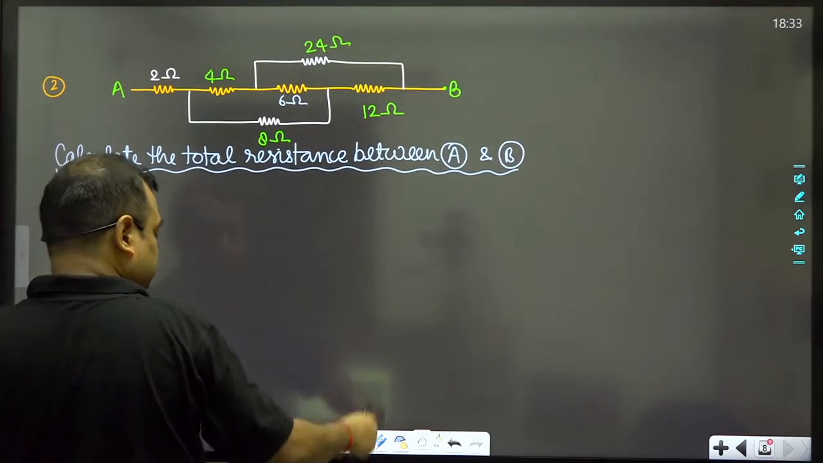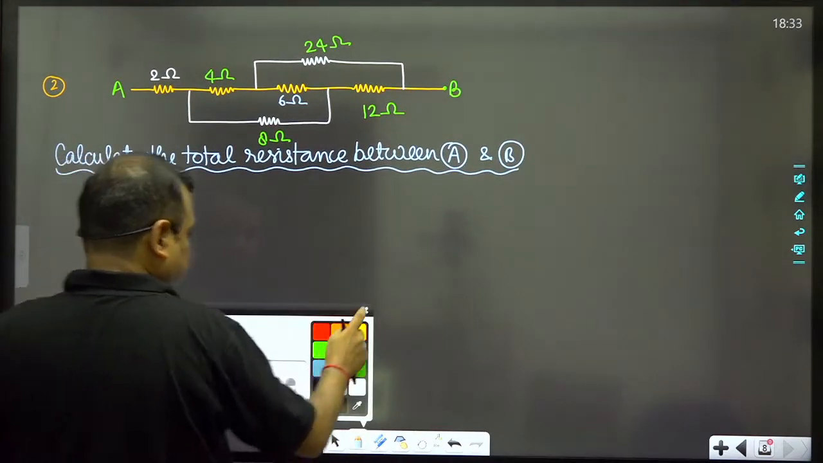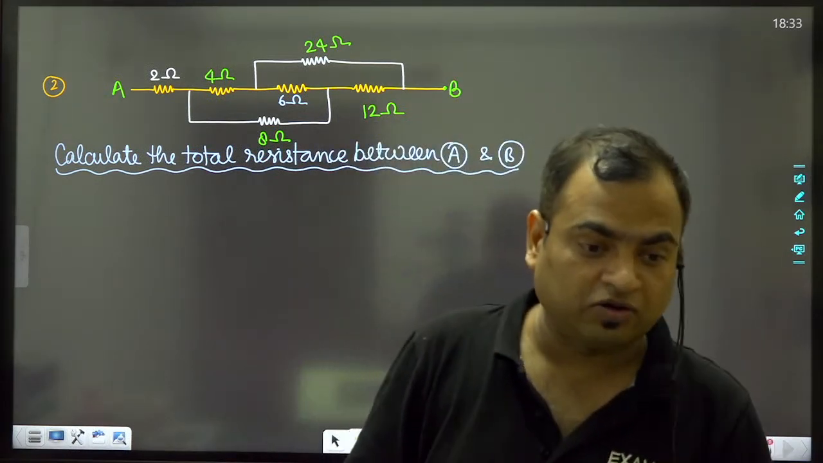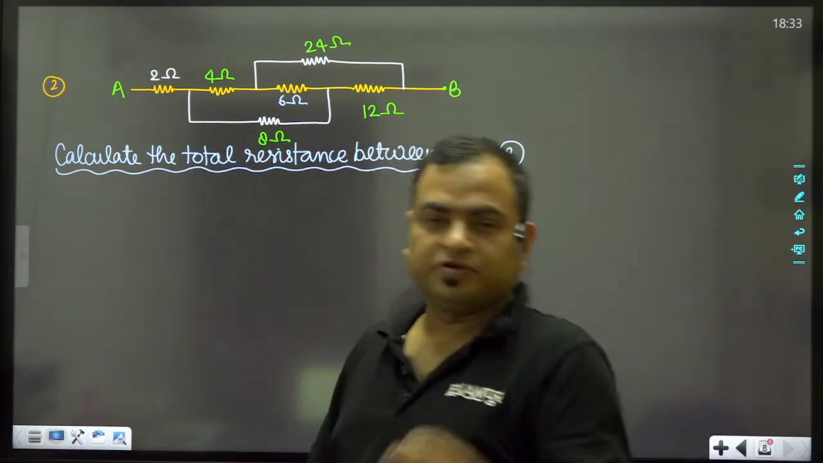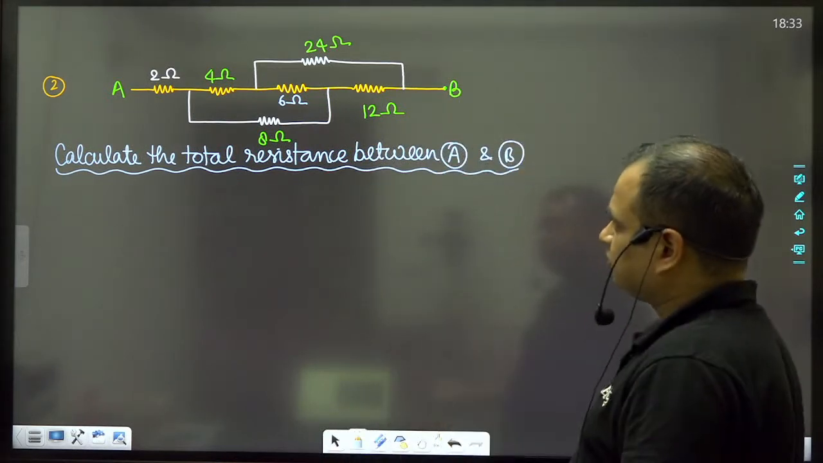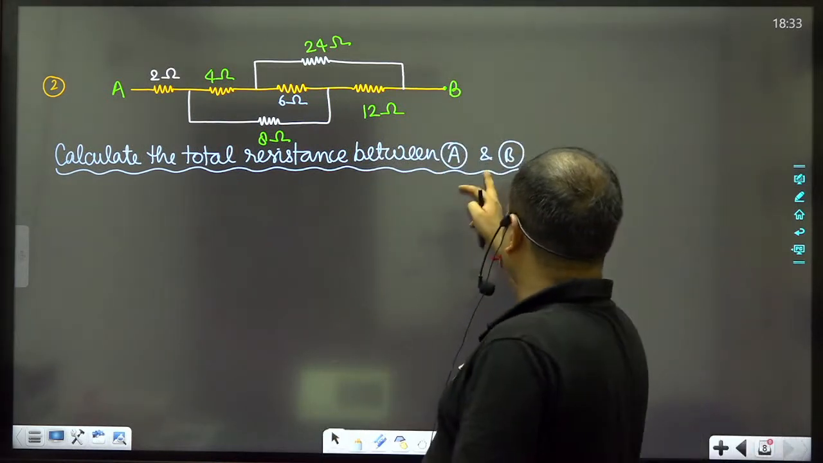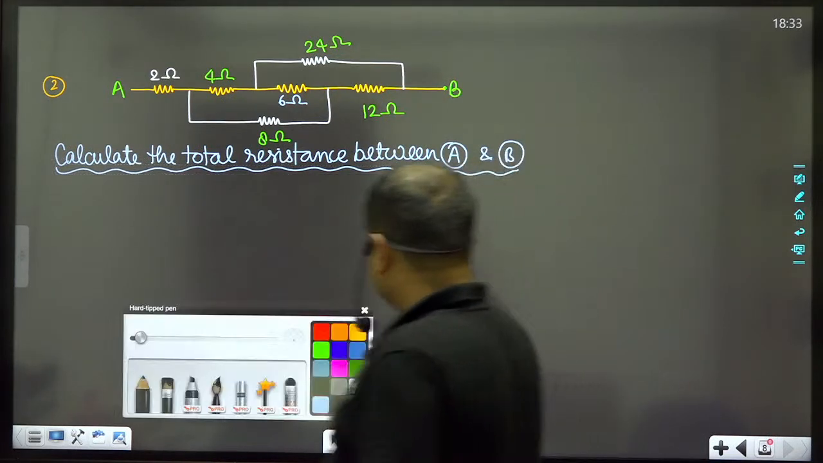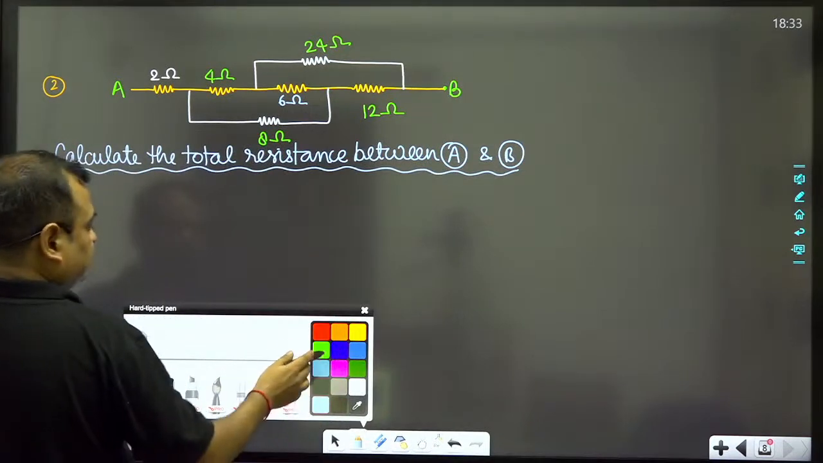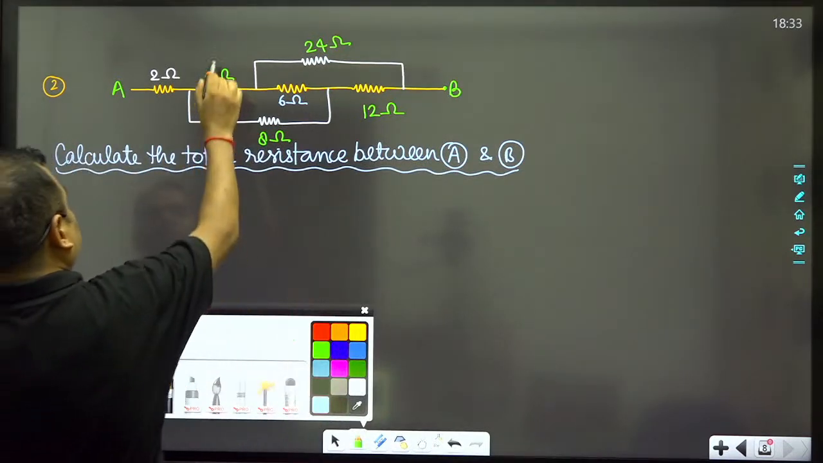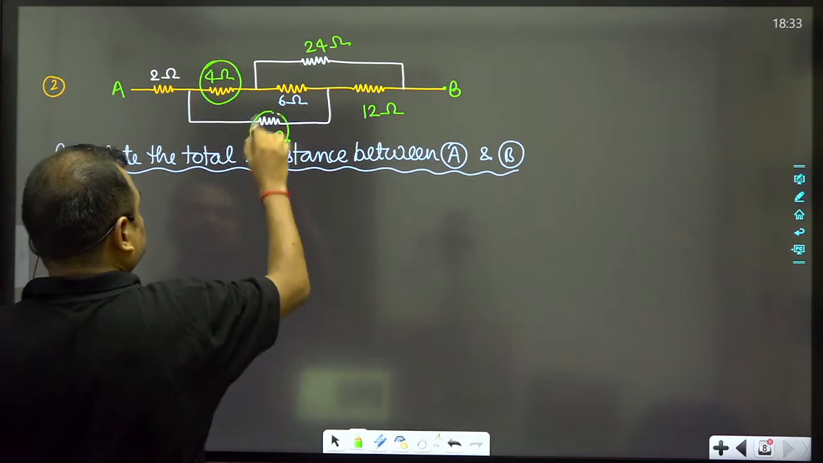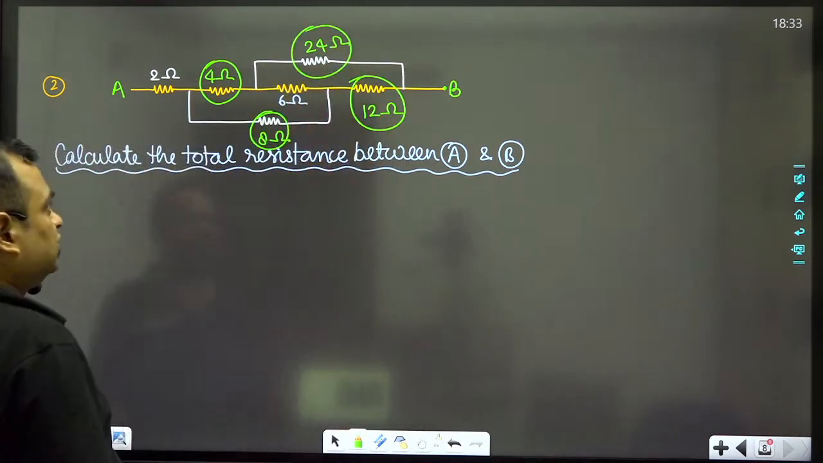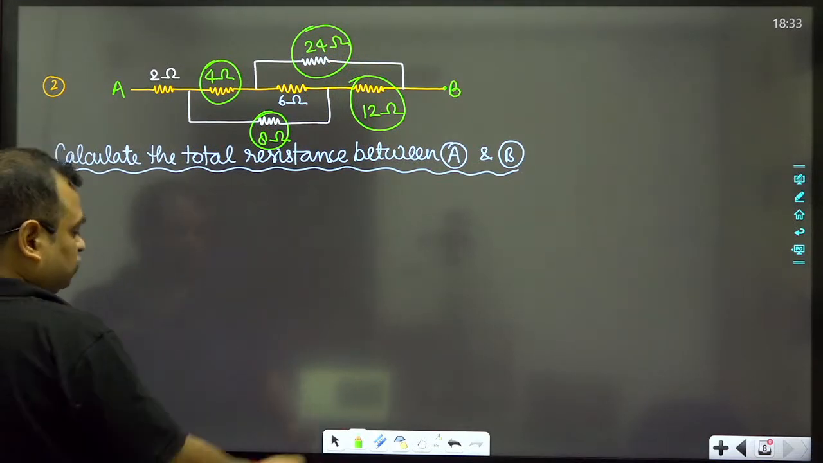But first of all, you must know what kind of question this is, and how you can identify the method to solve this. Guys, first of all, just observe this one thing: here 4 upon 8 and 12 upon 24. This is nothing but the Wheatstone bridge and these are equal.